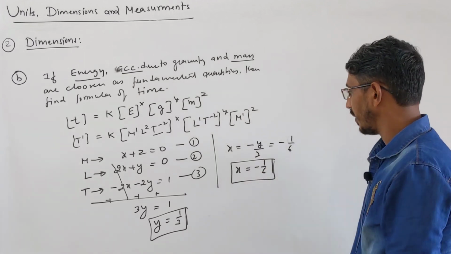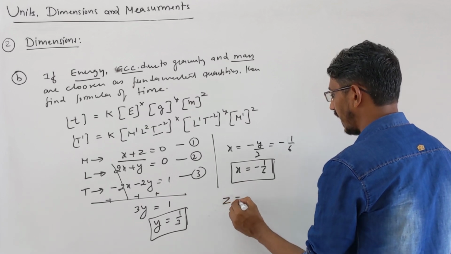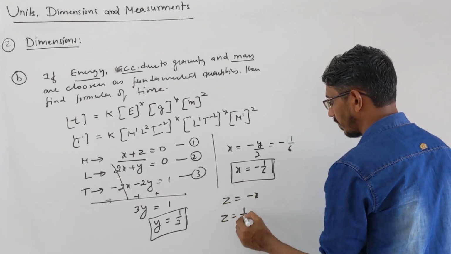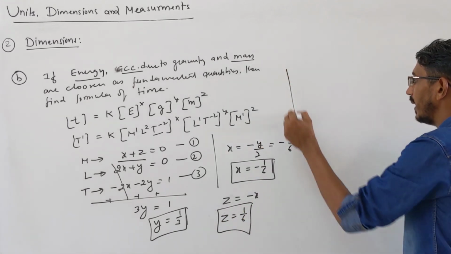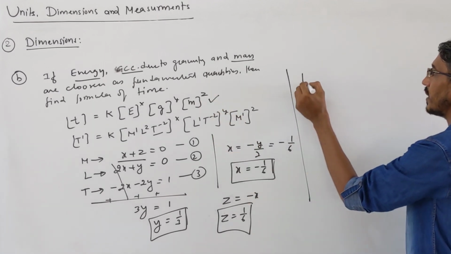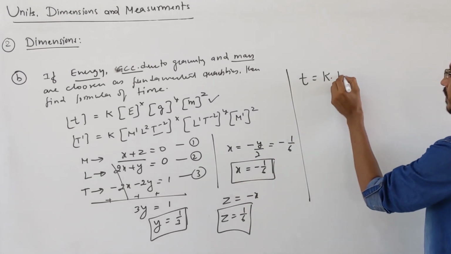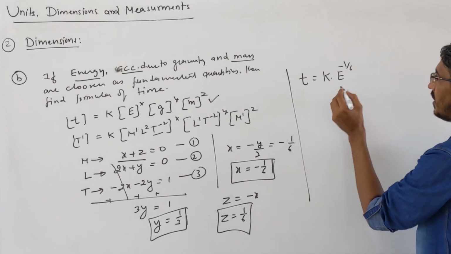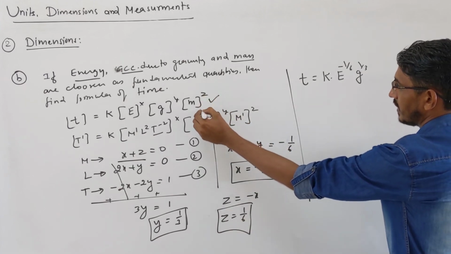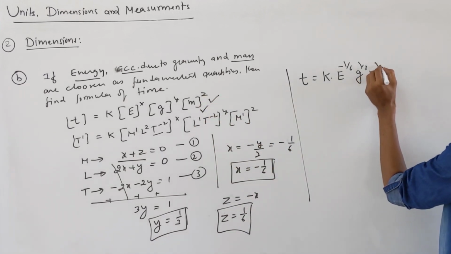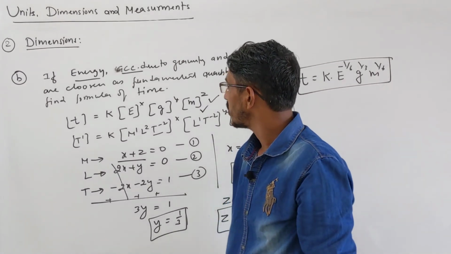Now we have to find g. We can find from this: g is equal to minus x. So g becomes plus 1 by 6. All three powers we have found, x, y and g. Now our job is to put them in the original equation. Time is equal to some constant k, E power minus 1 by 6, g power 1 by 3, and mass power m, which is 1 by 6. That's your answer for time in terms of energy, acceleration due to gravity and mass.